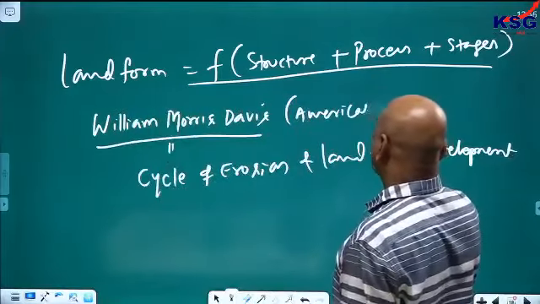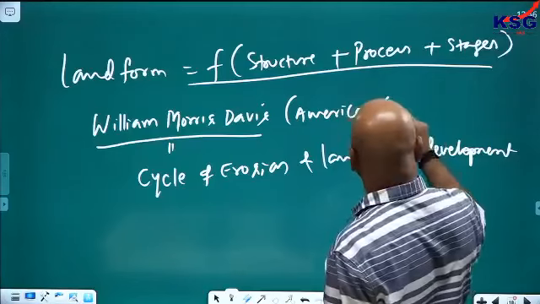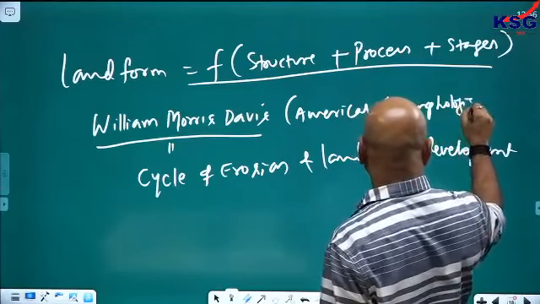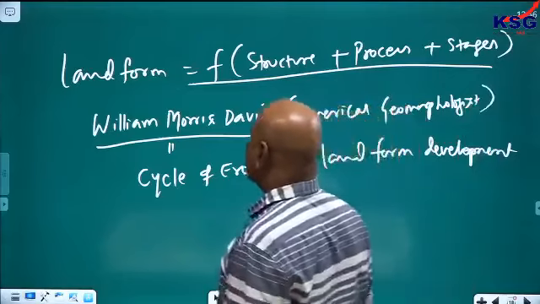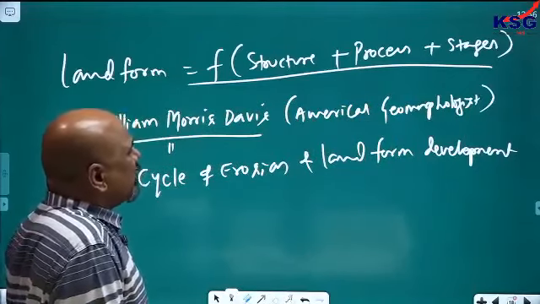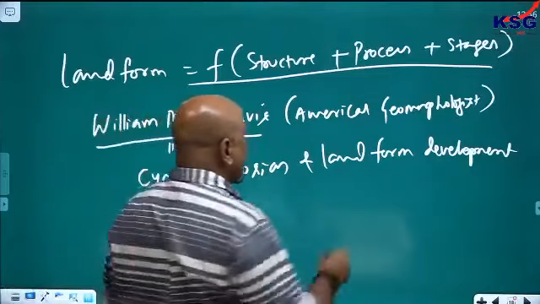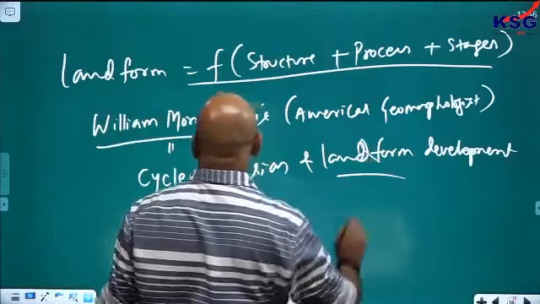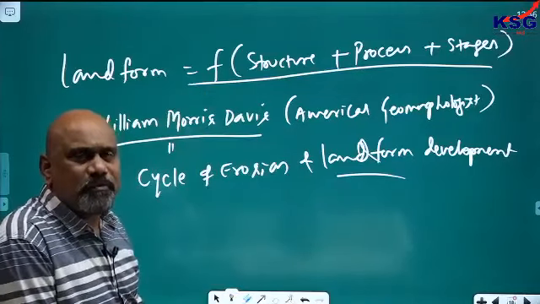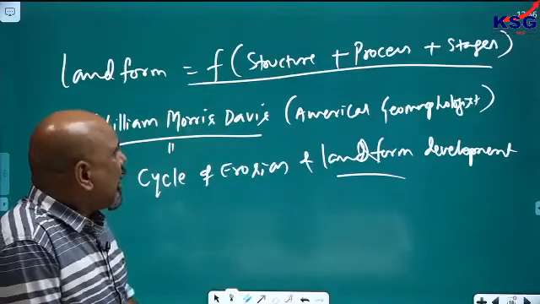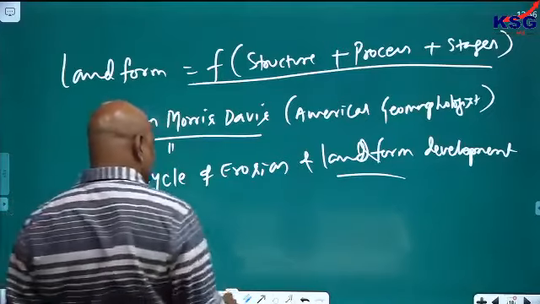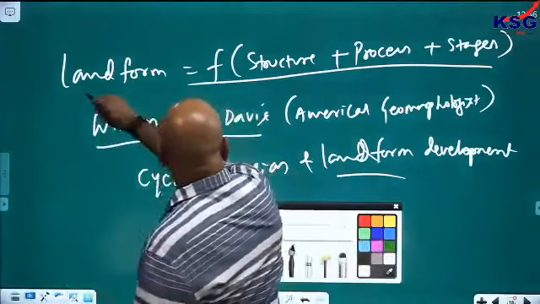American geomorphologist William Morris Davis gave the cycle of erosion and landform development. Mr. Davis talked about the gradual, sequential formation of the landform. And in fact, he talked for the first time about this structure, process and stages. So, this is also called the trio of Davis.